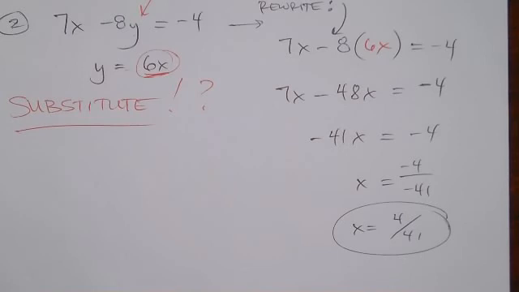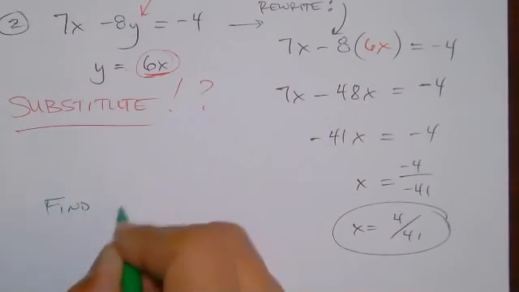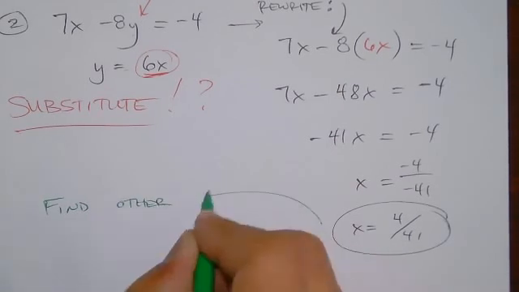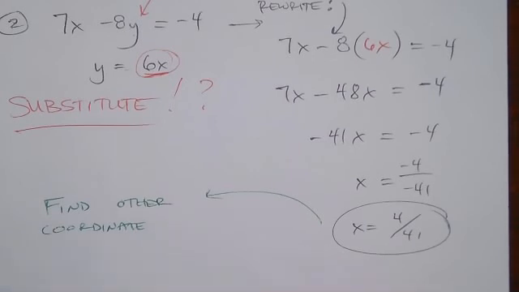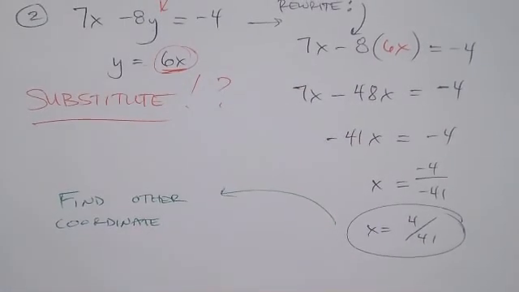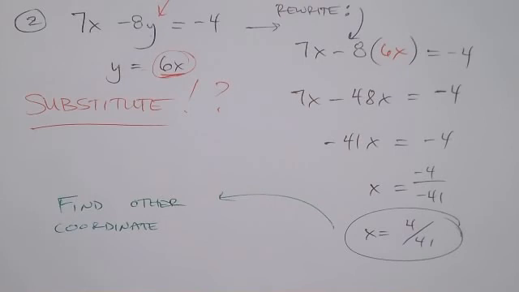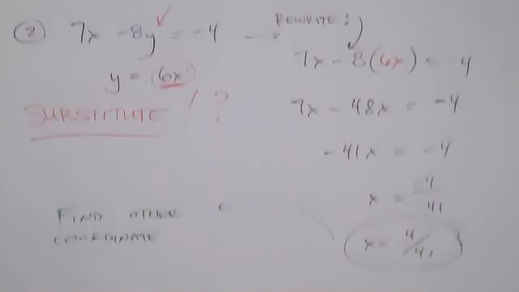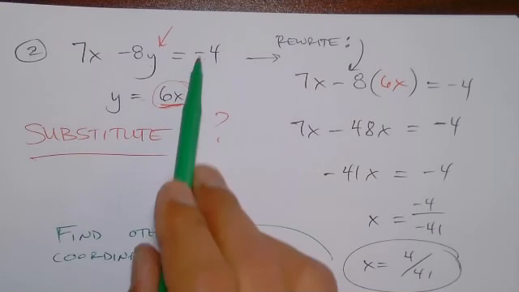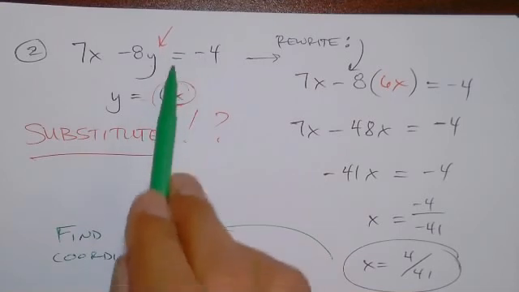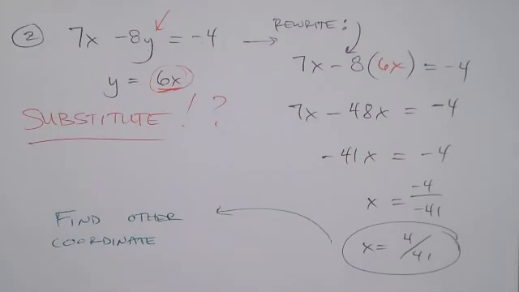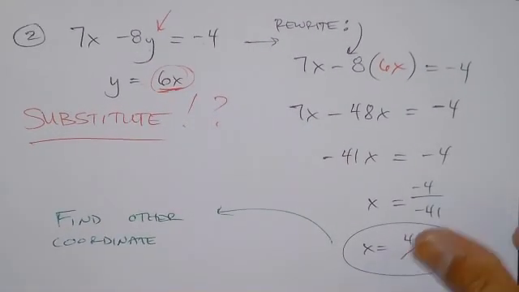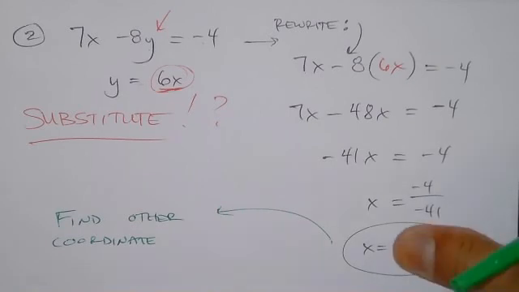Am I done with this problem? No. Remember, you have to find the x coordinate. Now you got to find the other coordinate. Which one do you have to find? Anybody know how to find the other coordinate? Well, you're going to come back to these two. You're going to use one of the two. It doesn't matter which one. You're going to choose one of these two to use to substitute.